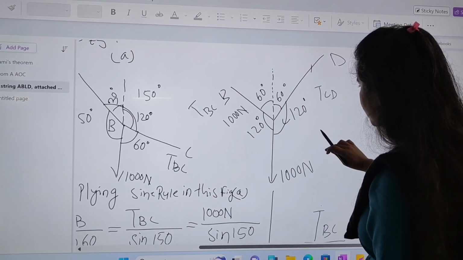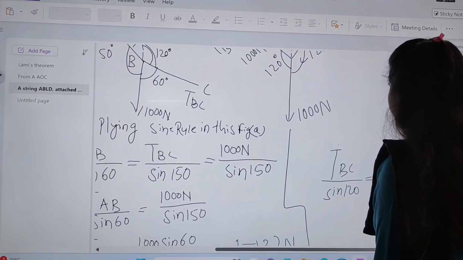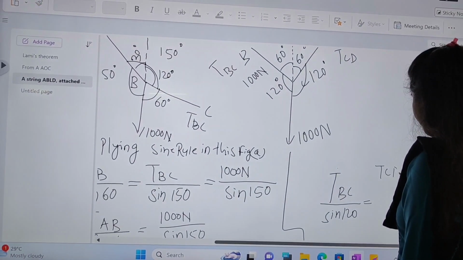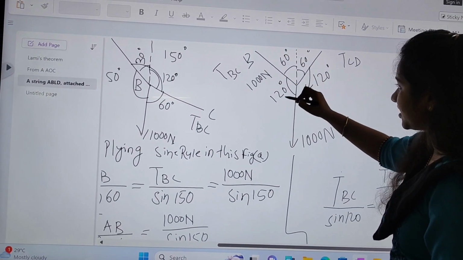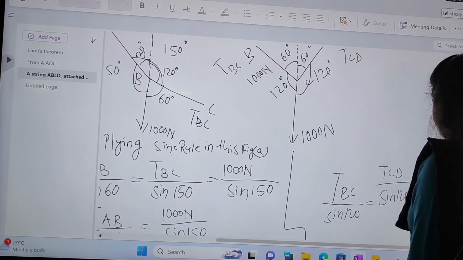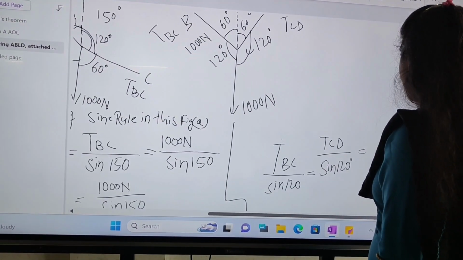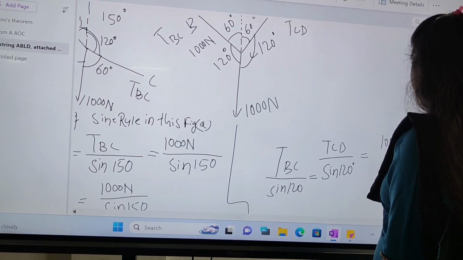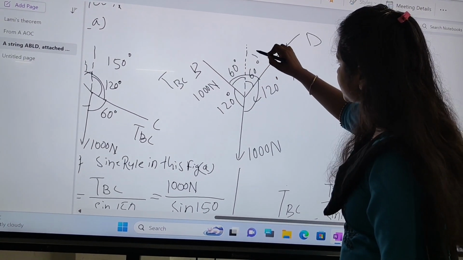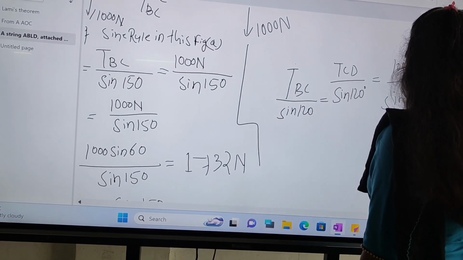This side is proportional to this angle, sine 120 degree. Next, TCD is proportional to this angle, 120 degree. So we write down sine 120 degree. Next, this value is already given, so we write down 1000 Newton is proportional to this whole angle, which is 120 degree. So we write down here sine 120 degree.